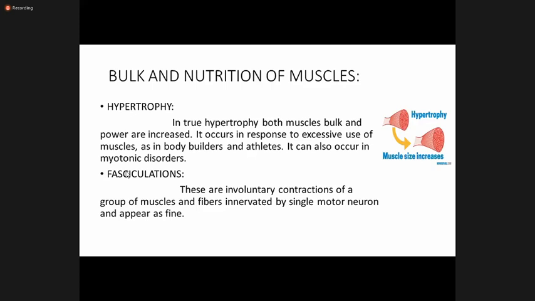Then you should check for the fasciculations. These are the involuntary contraction of a group of muscles and fibers innervated by a single motor neuron and appear as a fine twitching. So you check the fasciculation as well when you give a little stimulus to the muscle.